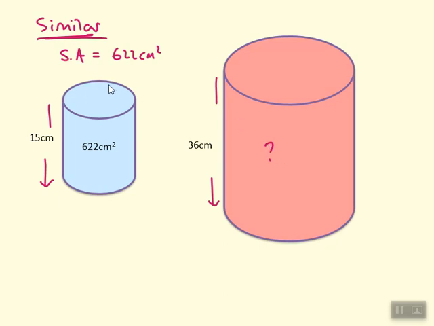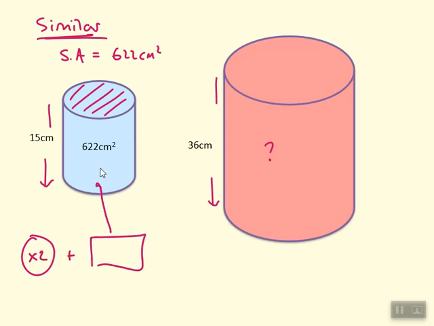Now, when I say surface area, I just mean the area of each panel that makes this cylinder. So remember, it's two circles plus a rectangle, which is kind of like the curved bit. But I want to know what the area of this larger cylinder is. And the thing is, we don't know the radius or anything like that, but it doesn't really matter, because we can still work out what the surface area of this larger one is by using the surface area of the smaller one, because surface area is just the same thing.